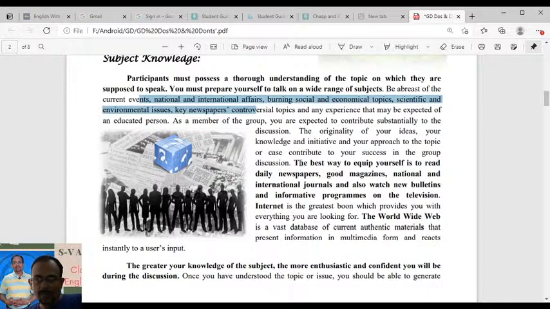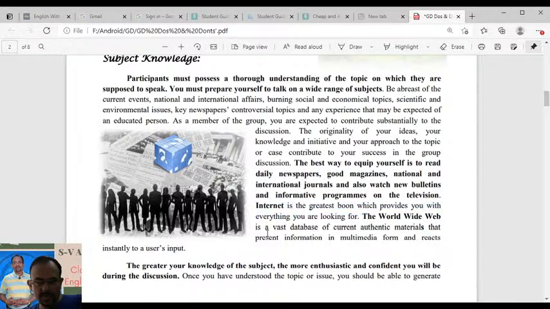Next, you see, the best way to equip yourself is to read daily newspapers, good magazines, national and international journals, and also watch news bulletins and informative programs on television. Internet is the greatest boon which provides you with everything you are looking for.